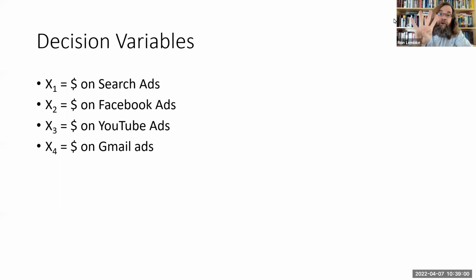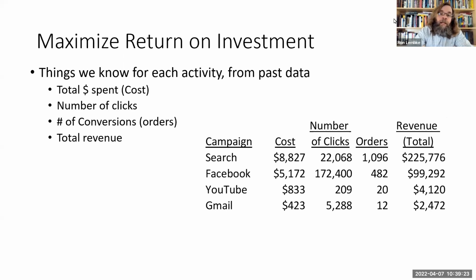So we have these four variables: search ads, Facebook ads, YouTube ads, and Gmail ads. So I'm calling them X1, X2, X3, X4. I could have called them S and F and Y and G, but I just decided to go old school with X with different subscripts. So X sub 1, X sub 2, X sub 3, X sub 4. Now our goal is to maximize return on investment.